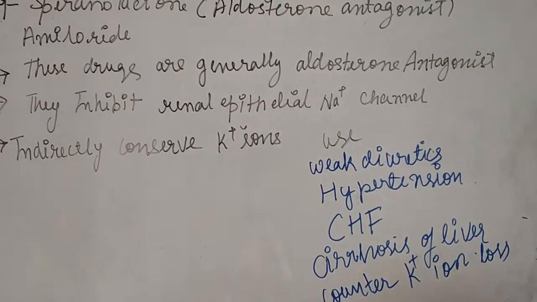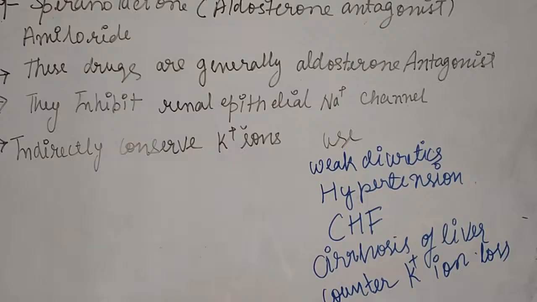And they are also used to counter potassium ion loss in the body. If a large amount of potassium ions is lost from the body, then we give potassium sparing diuretics. So these diuretics conserve the concentration of potassium in the body. These are the medicinal uses of potassium sparing diuretics.